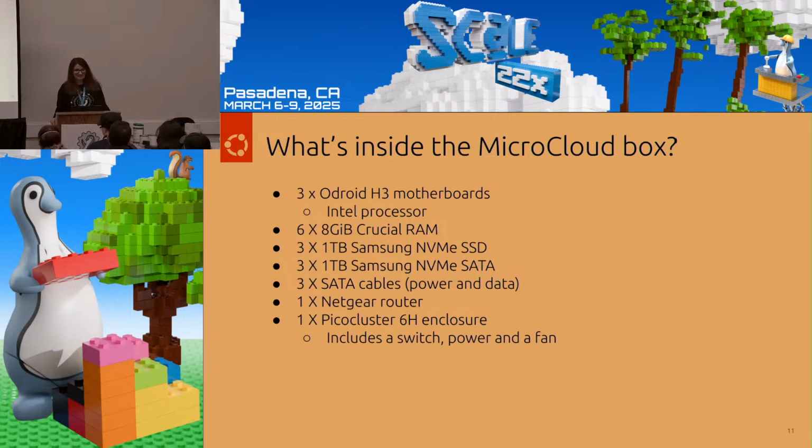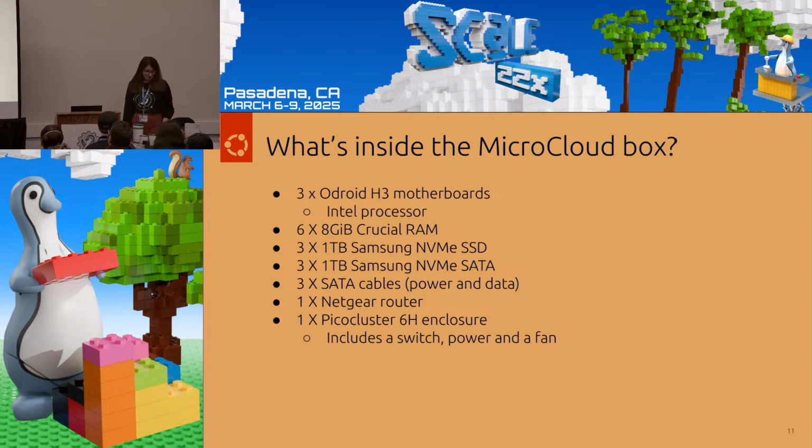But either way, what's inside this specific MicroCloud box? We have been using these Odroid motherboards. For those that are not familiar, Odroid is a Korean manufacturer that makes pretty powerful boards that you can customize in a lot of different ways. Each of these motherboards has 16 gigabytes of RAM. It has 2 external disks, an SSD and an NVMe SATA disk. One is used for local storage, one is used for distributed storage. Of course, we have some cables. We have a router so that we can figure out the networking.